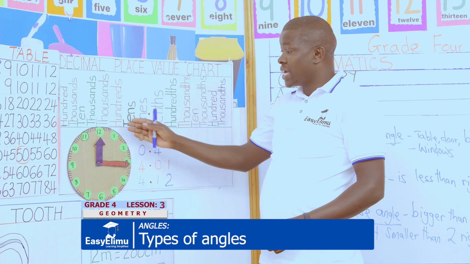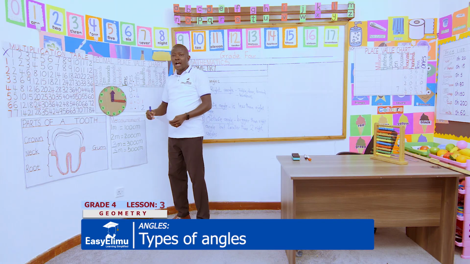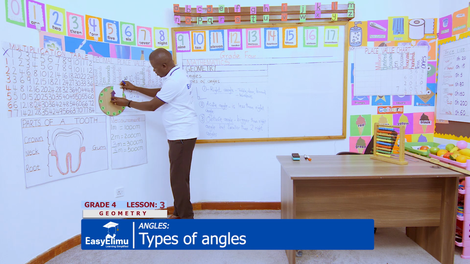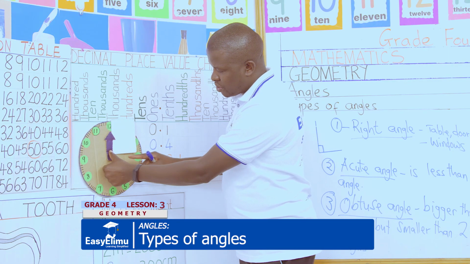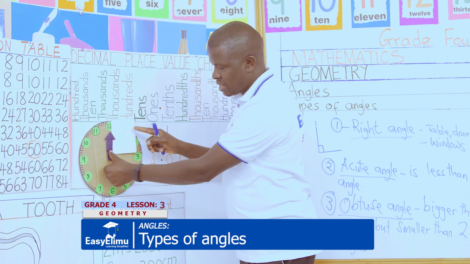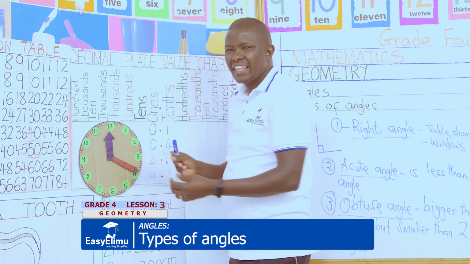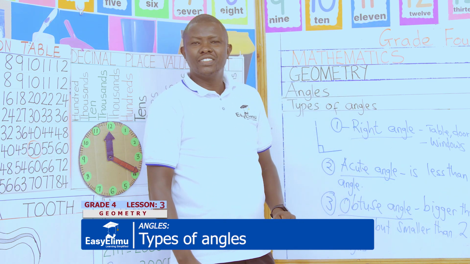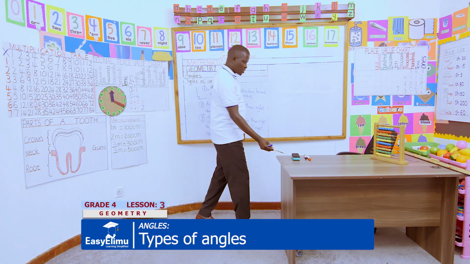obtuse angle. When we are using our clock face, we said an obtuse angle is an angle bigger than this right angle but smaller than two of this. Now, this is one right angle. Here we can form it. This is a right angle that has been formed here. An angle bigger than this. Now, for example, we have just a bit here. This angle formed is bigger than this, but it is not bigger than two of these. We call it obtuse angle.